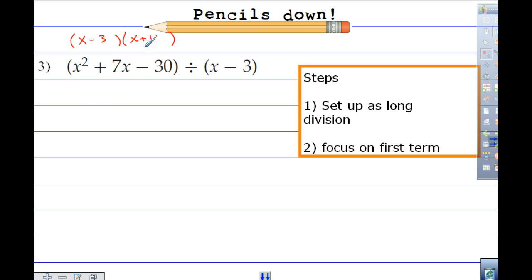So it stands to make sense if I wrote this using a fraction bar instead of a division sign. If I wrote this like this, okay, what would the answer be? Yeah, let's just cancel out and you get x plus 10. So what's the answer to this whole problem? It's x plus 10. That's what x squared plus 7x minus 30 divided by x minus 3 equals. Okay? Super easy.